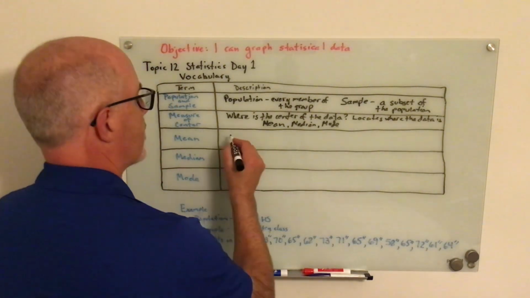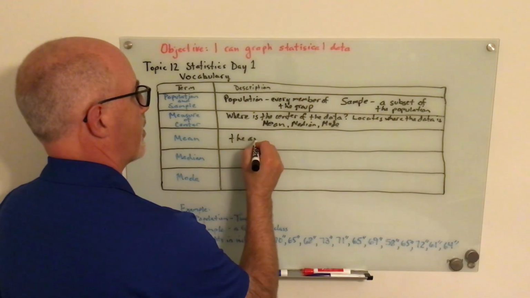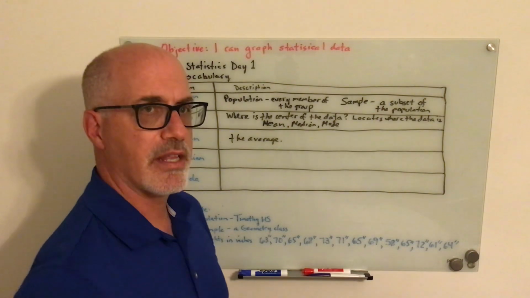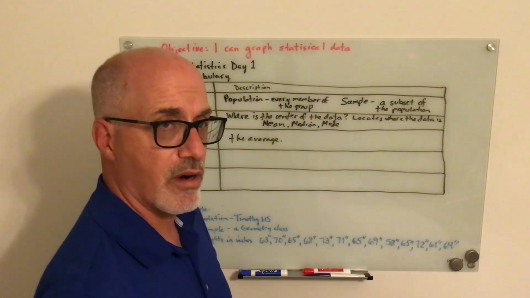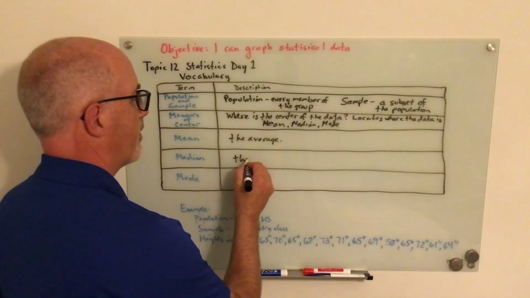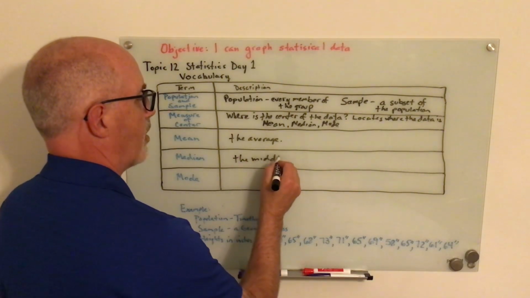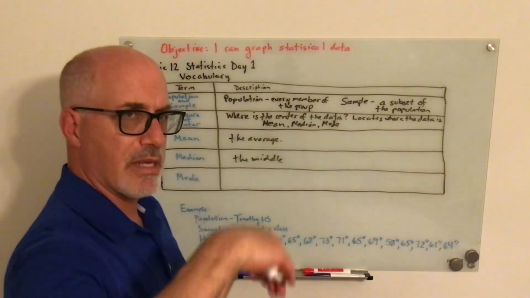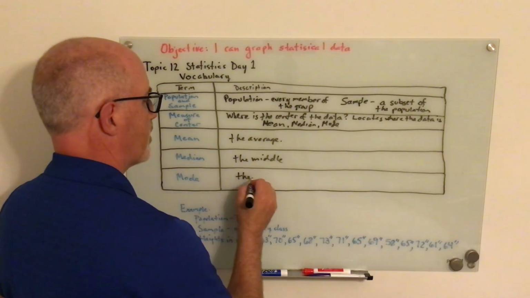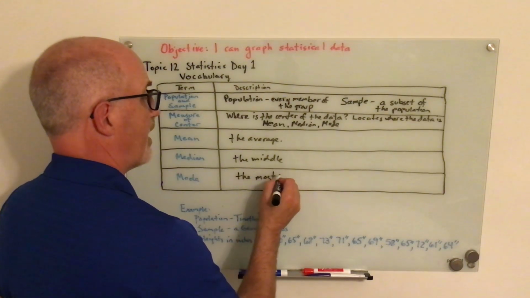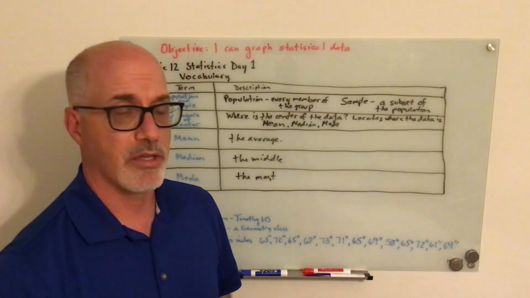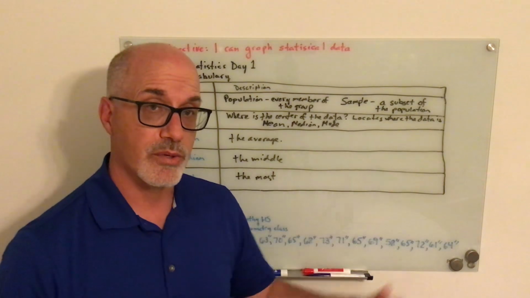So mean is just the average. So remember, for an average, you add up all the numbers and divide by the number of data points there are, okay? And then the median is the middle. So you line them all up in order, look for the middle number in the set. And last of all, the mode is the most. Now, if there is a most, sometimes there's not one that's the most in the data set, but you look for the one that occurs the most in the data set.